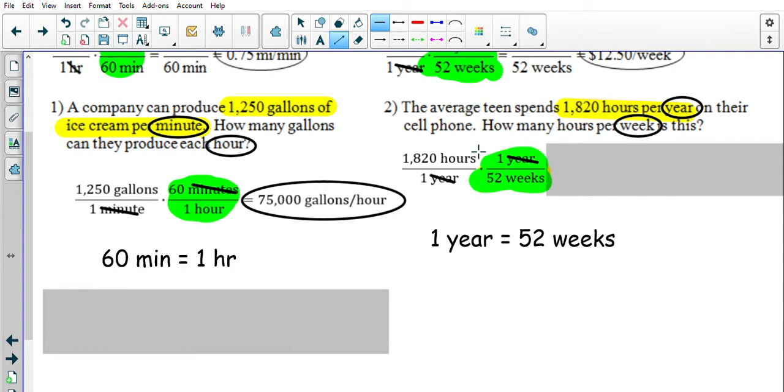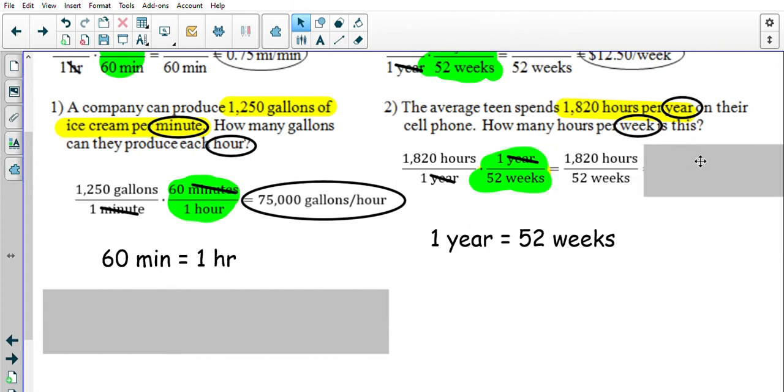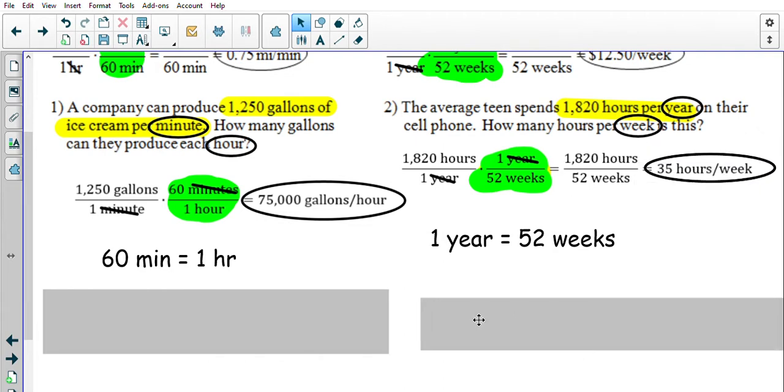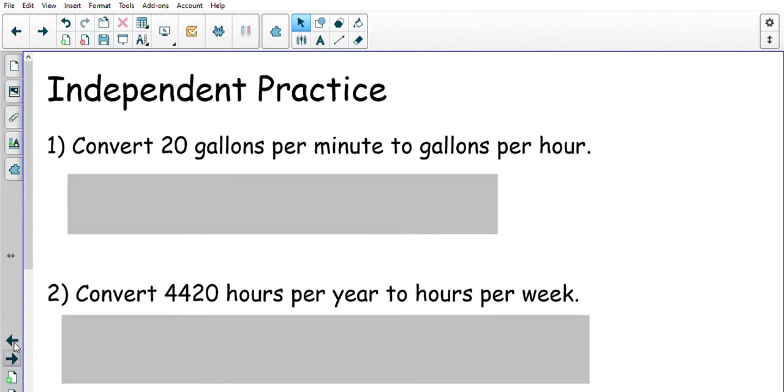So we'll get the number of hours per week, which again, it says how many hours per week is this? So we have 1,820 hours on the top, 52 weeks on the bottom. Remember that a fraction bar represents division, so take 1,820 divided by 52, and this will get us 35 hours per week. All right, I have 2 I want you to try. Go ahead and pause the video someplace where you have some space. Try these 2 questions. When you're ready, go ahead and start the video again, and we'll look at your solutions.